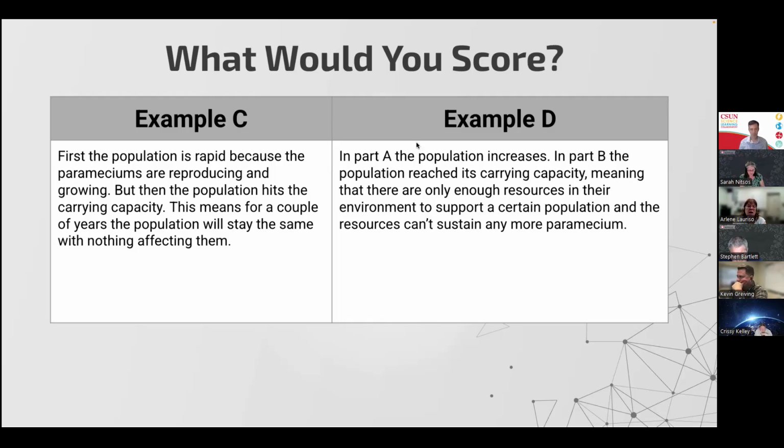In part A, the population increases. In part B, the population reaches its carrying capacity, meaning that there are only enough resources in their environment to support a certain population, and the resources can't sustain any more paramecium. All right, what do we think? Oh, we already got people answering. Okay, very good.